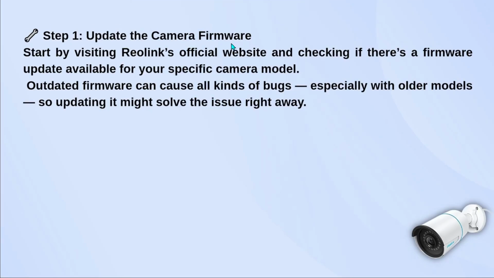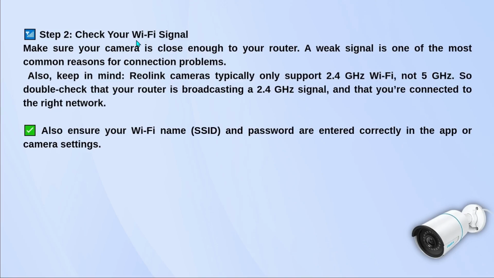Go to the official Reolink website, look up your exact camera model, and see if there's a newer firmware version you can download. Updating can clear out glitches and bugs that sometimes cause connection errors, especially on older devices. Keeping the firmware current also improves stability and prevents random dropouts that may seem unrelated but actually stem from outdated software. Next, check your Wi-Fi signal strength.